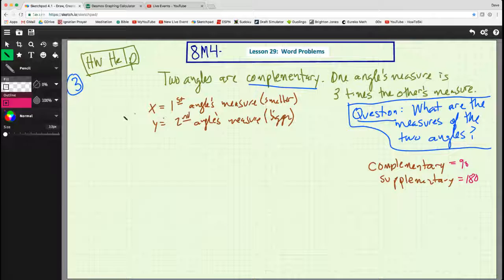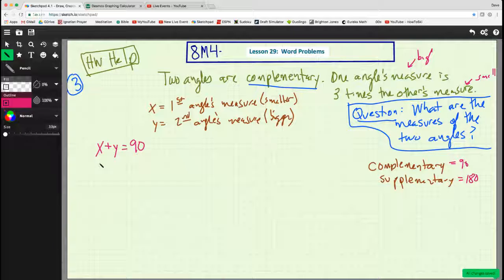Really cool trick. Okay, two angles are complementary, so they sum to 90 degrees. So I know now that x plus y equals 90. And I know that one angle's measure is 3 times the other. One angle's measure is 3 times the other. So this must be the small, and this must be the big.